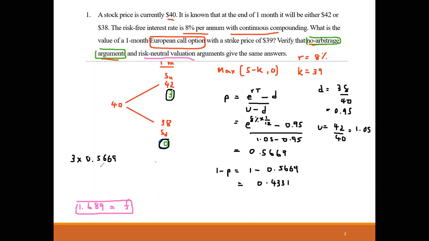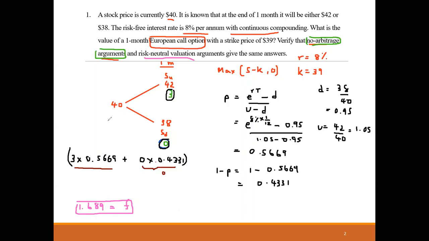So this is what we can expect. Plus, if it goes down, it would be 0, and the chance of that happening is 0.4331. If it is 0, you don't even need to consider that, because 0 multiplied by any number will be 0. So you can simply consider the first part only. That would be enough, because this value will be 0. So this will give you the expected payoff of the option.